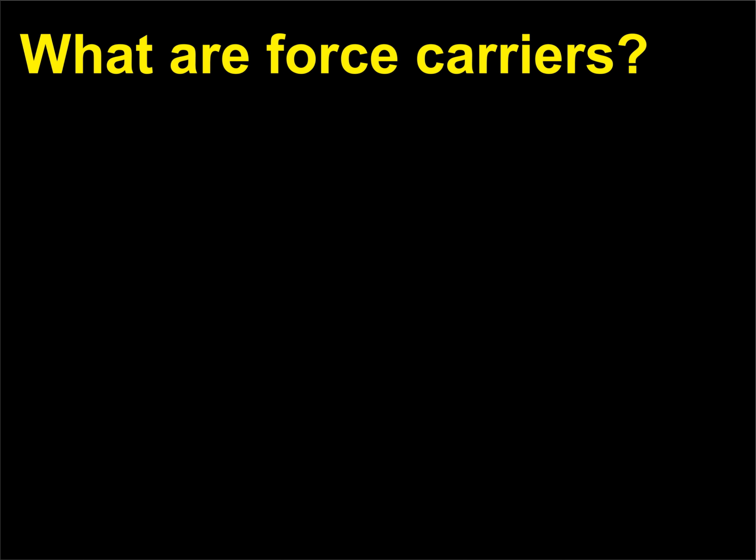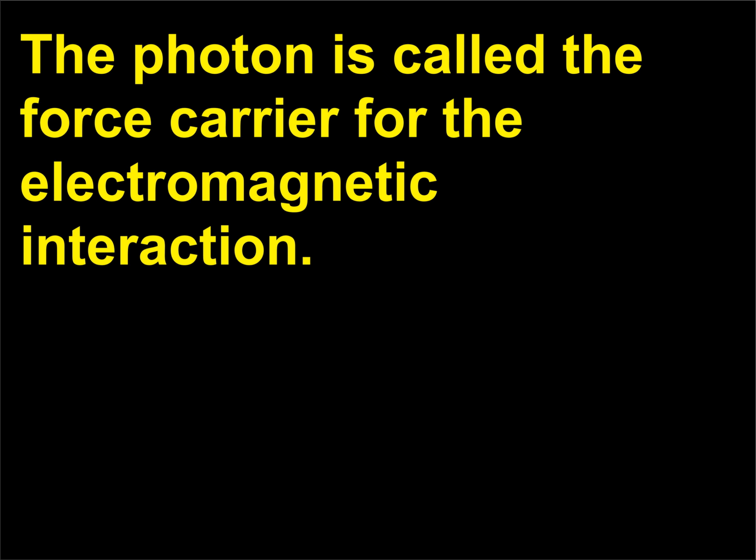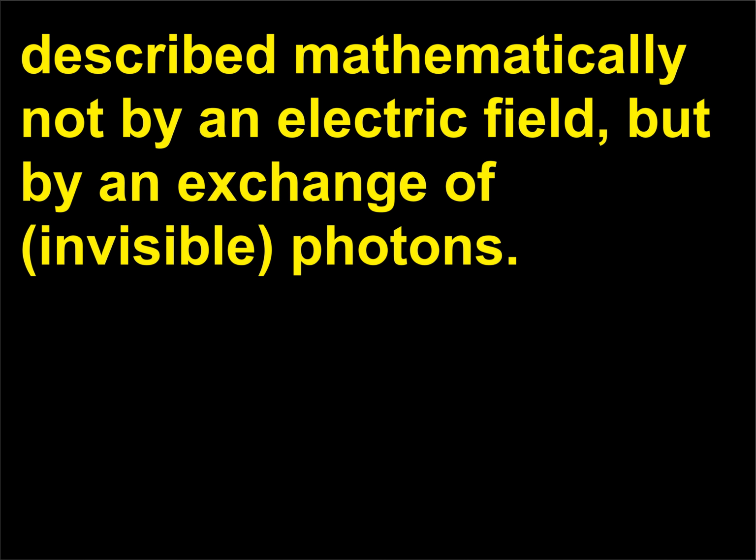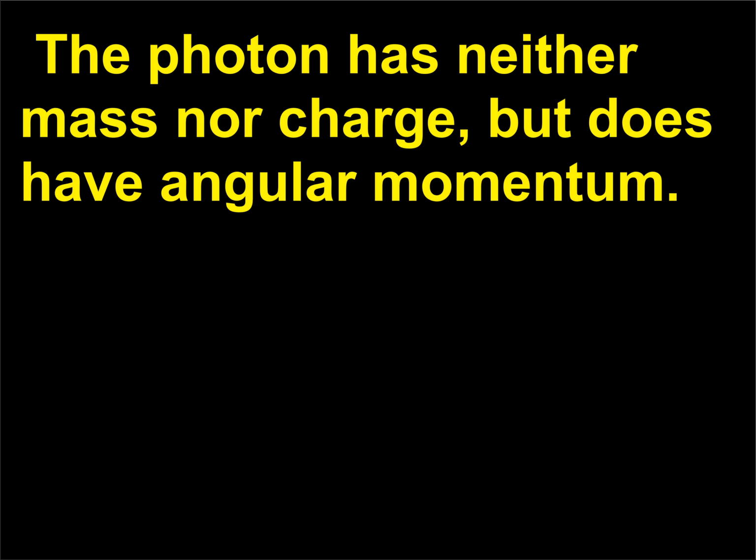What are force carriers? The photon is called the force carrier for the electromagnetic interaction. That means that, for example, the attractive force between 2 oppositely charged objects is described mathematically not by an electric field, but by an exchange of invisible photons. The photon has neither mass nor charge, but does have angular momentum.